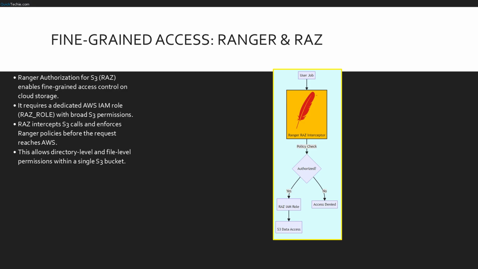This architecture allows you to enforce granular, directory-level, or even file-level permissions within a single S3 bucket, something standard IAM roles cannot easily achieve. Here's the RAZ decision flow. The user job initiates a storage request. Instead of going straight to AWS, it hits the Ranger RAZ interceptor. This component checks the fine-grained policies.